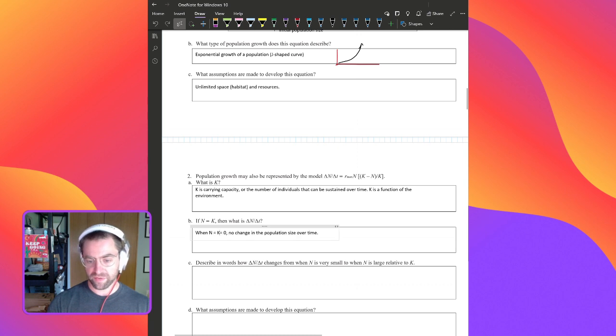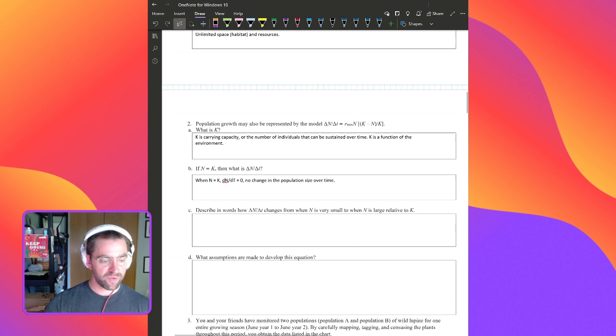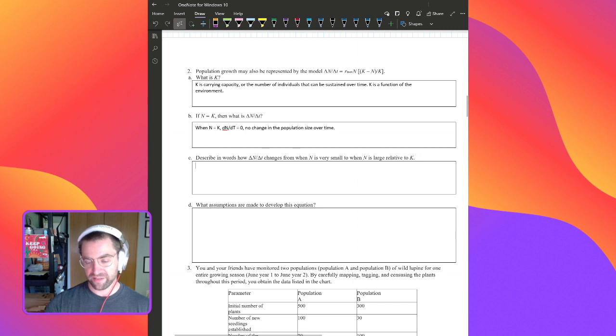When n equals k, I'm going to annotate this dN, just because it's little d instead of delta. Delta N over delta t equals 0, then no change in the population size over time. All right, describe in words how delta N, change in population size, over delta t, unit time, changes from when n is very small, the initial population is very small, to when n is large relative to k.